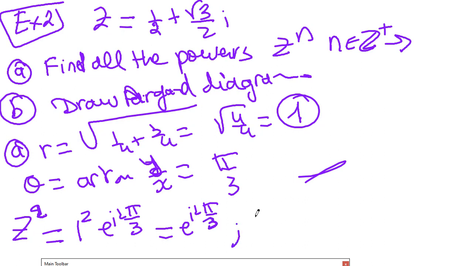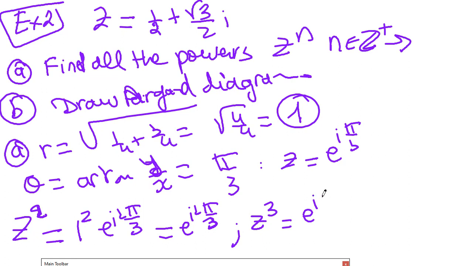Now let's continue. So the first, let me just write here, Z1. When I say exponent 1, it's the first one, so Z exponent 1 or Z is e^(i pi over 3). Now if I want to find Z3, it's 1 cubed, so it's 1 e^(i 3 pi over 3). When I say 3 pi over 3, it means e^(i pi). When I find Z4, so 1 exponent 4, it's 1 e^(i 4 pi over 3).